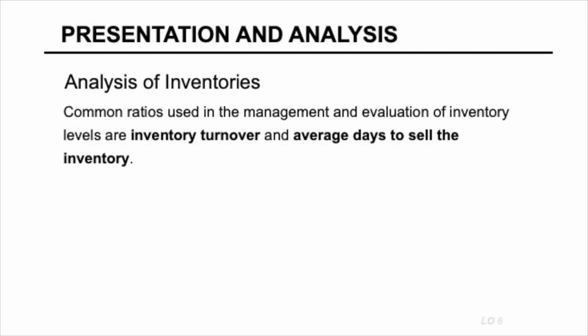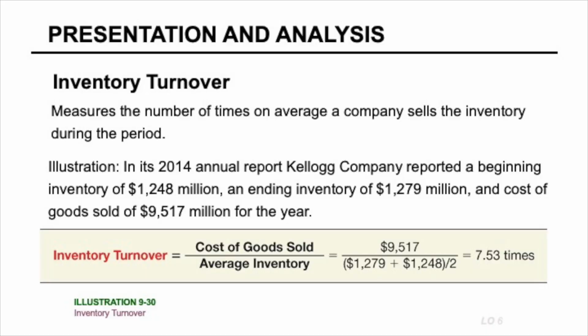Analysis of inventory: just like we had for accounts receivable, the most common is inventory turnover and days inventory on hand. This is kind of like the sister or the brother of accounts receivable turnover and days collection. For AR, this is the inventory version. The difference here is that inventory matches up with cost of goods sold, whereas AR matches up with revenues. So our inventory turnover is going to be cost of goods sold over our average inventory. In this example, our inventory turned over 7.53 times during the year.